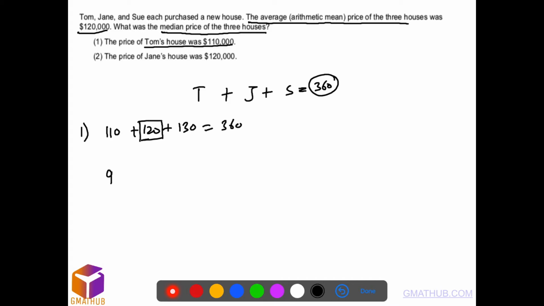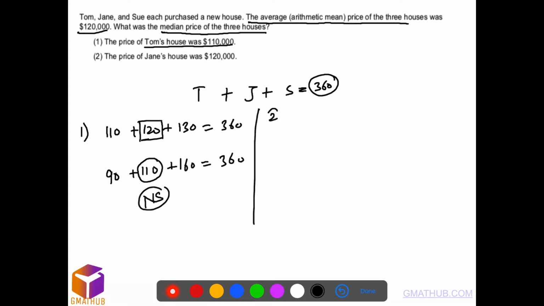We can also have a situation like this. Sum is 360 and the median here is 110. So this is not sufficient. We can have different values of the median. Second statement tells me one value is 120.